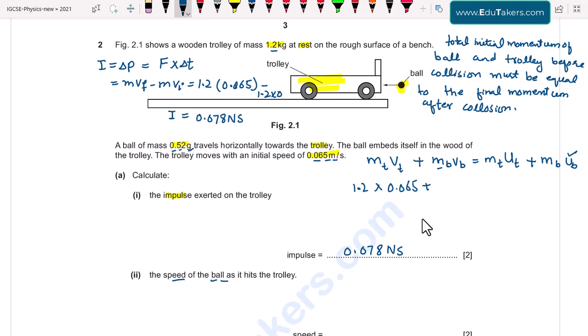We have to convert into kilograms. So I write here 0.52 multiplied by 10 power minus 3. It will be equal to 0.52 multiplied by 10 power minus 3, and the speed is given 0.065. This is the final momentum of the system. Now we have to write the initial momentum also.